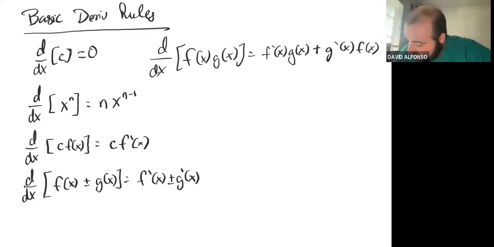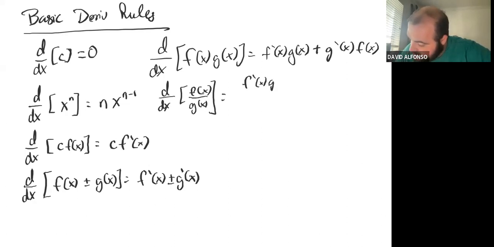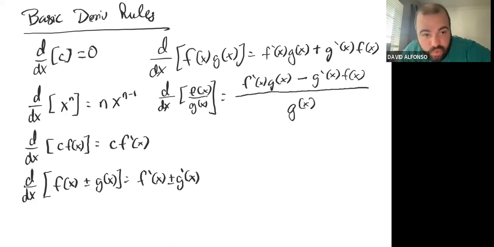For the quotient rule, I like to think of it as the same setup, but instead I subtract. So I'm going to do f prime times g minus g prime times f. Notice it's the same setup as the product rule, but you're subtracting, and then you have to divide all of that by the denominator, not the derivative of the denominator, the function denominator squared. And that's the quotient rule.